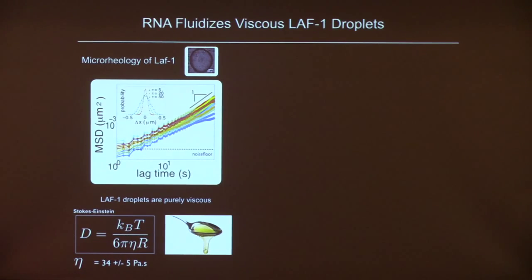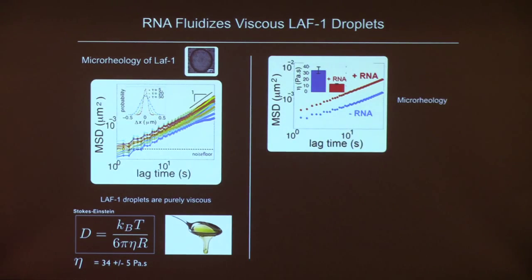What's interesting is that in those experiments, there's no RNA. RNA is present in these droplets inside the cell, so if we add RNA to this system, the mean square displacement increases, which of course corresponds to a decrease in the viscosity. So RNA seems to effectively fluidize, or decrease the viscosity of, these droplets. You can see that from the mean square displacement from the microrheology. You can also see this from the molecular dynamics within the droplet.